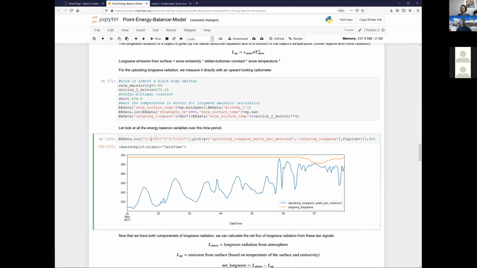So feel free, if you want, to query any dates across the time period of record for our measurements, and you could look at other weeks and see what the long wave emission was of the snowpack during that week.